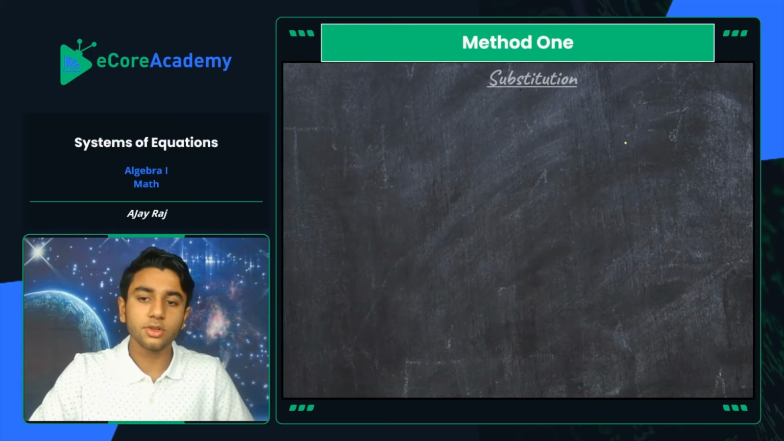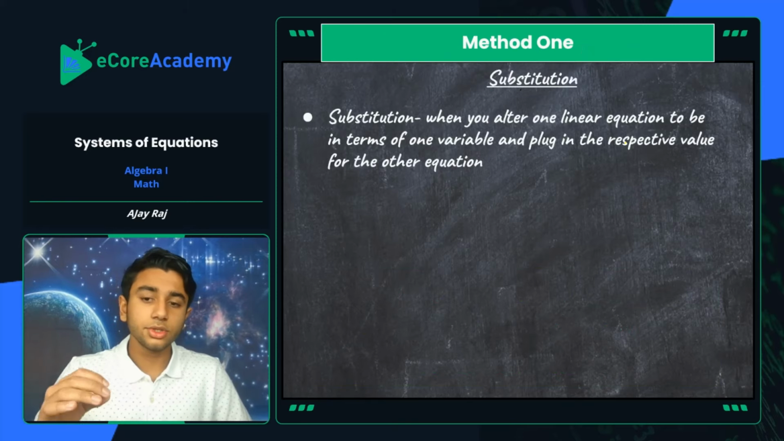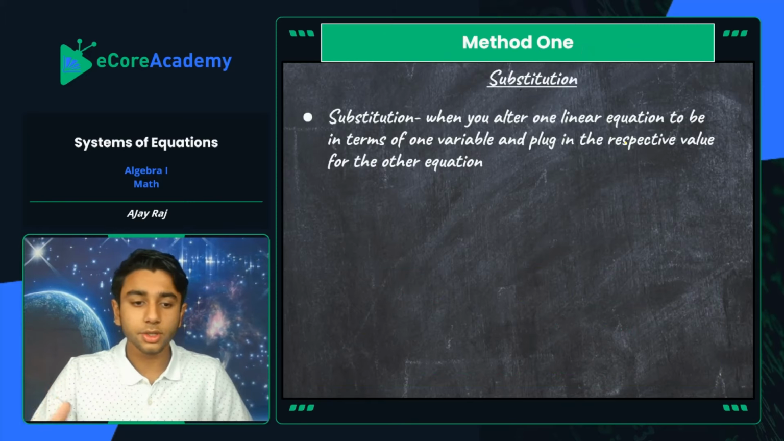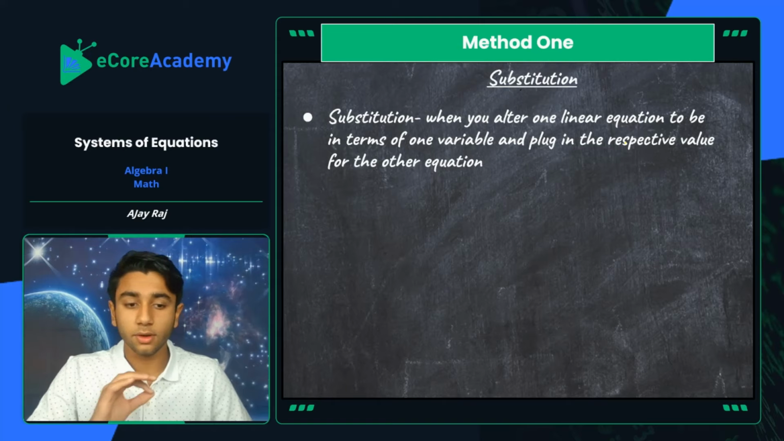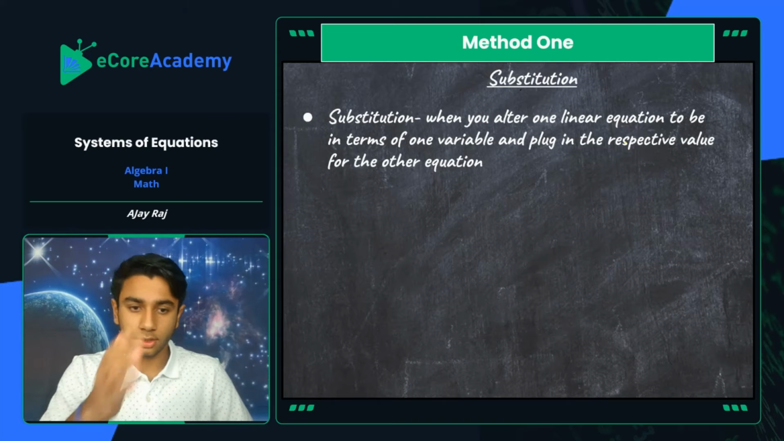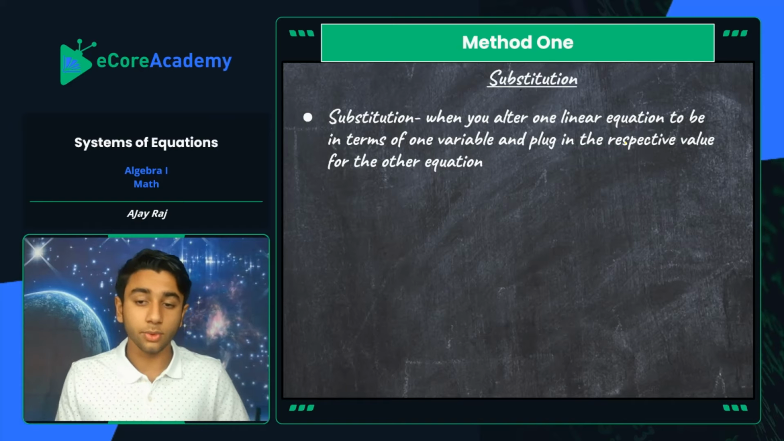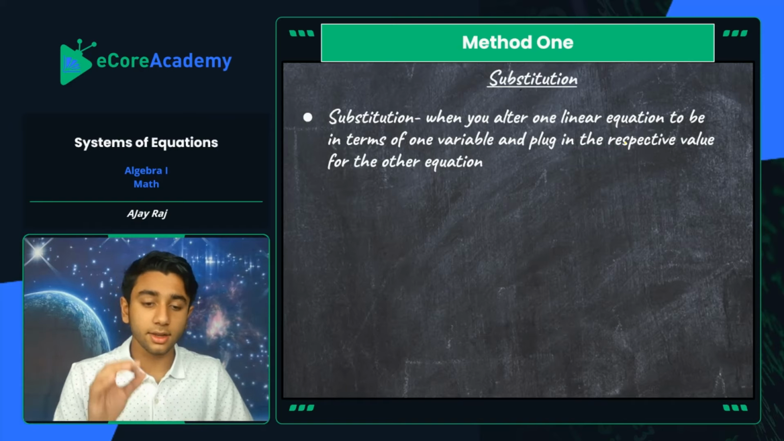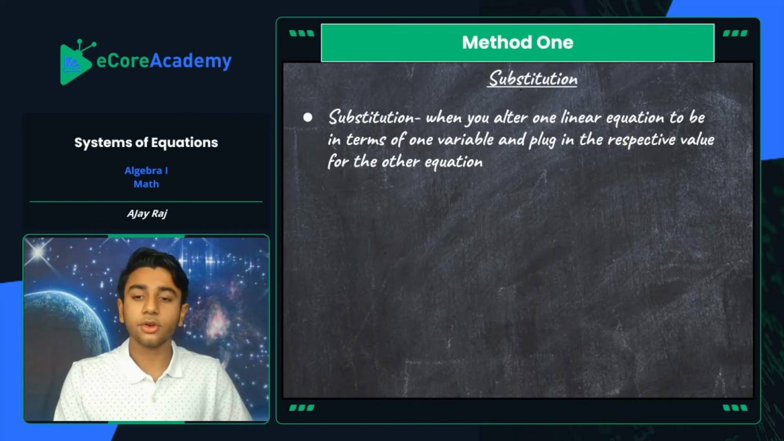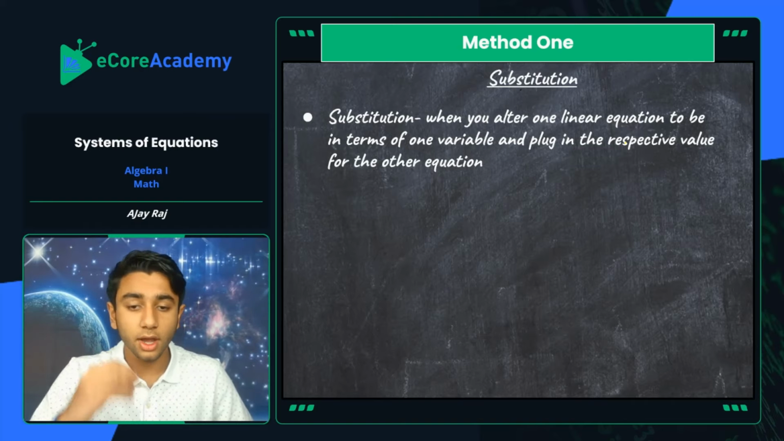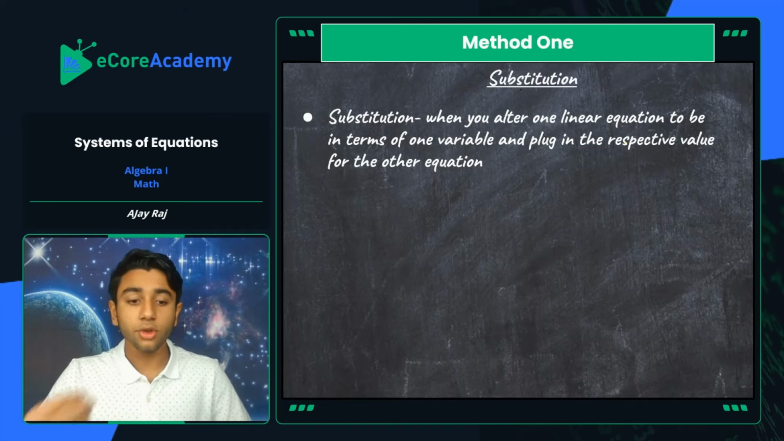So method 1 is substitution. Substitution is when you rewrite one of the 2 linear equations in terms of one variable. So if you're given y equals 2x, you're going to write y in terms of x, so you have what y is equivalent to. Then you're going to take that y equals 2x and plug it in for the respective variable in the other equation. The other equation is going to have another y and an x, and you're going to plug in the known value for y, 2x, into that equation.